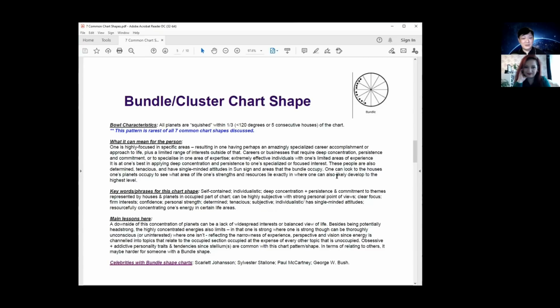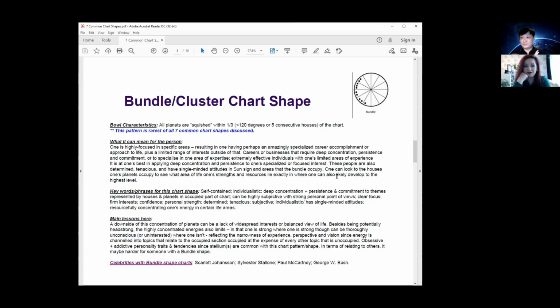So there can be kind of an obsessive and addictive personality that may come with that, because of the presence of stelliums being common for a bundle or cluster chart shape or pattern. And the narrow scope of focus can mean that they can potentially be stuck in a way of thinking as well.